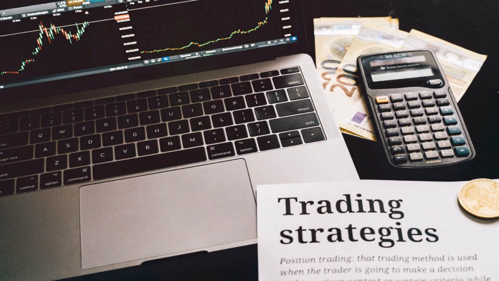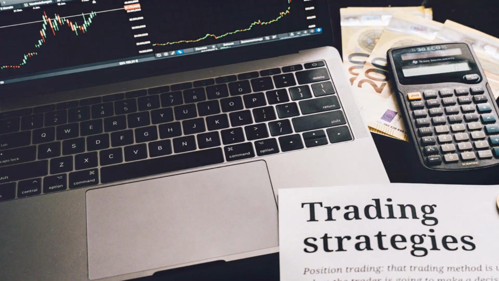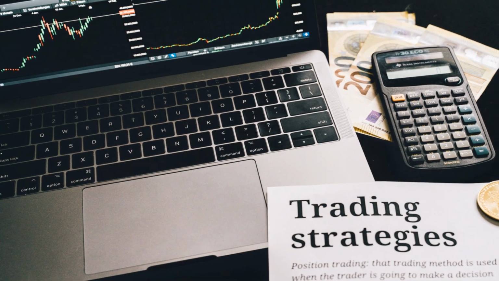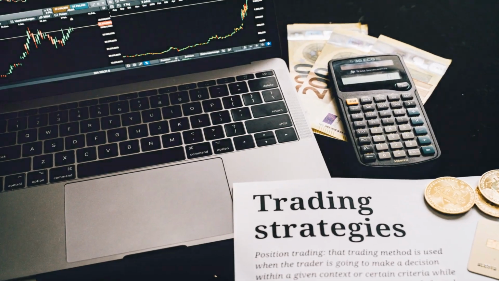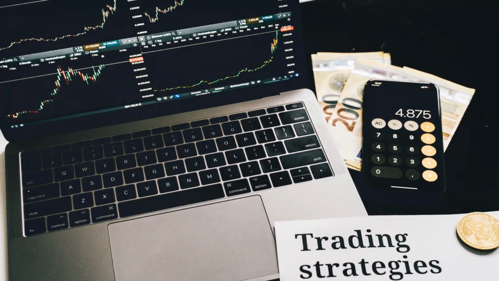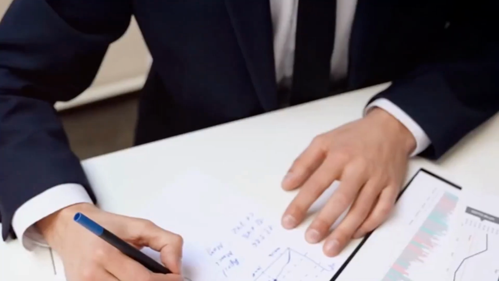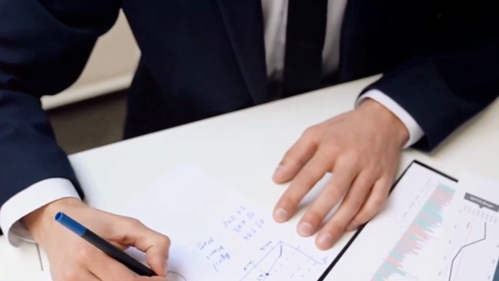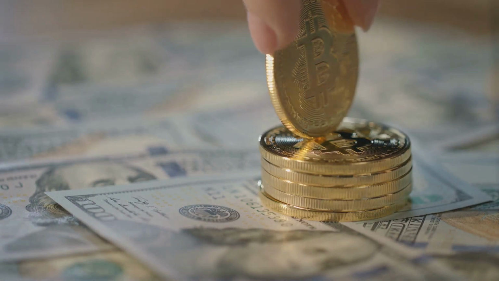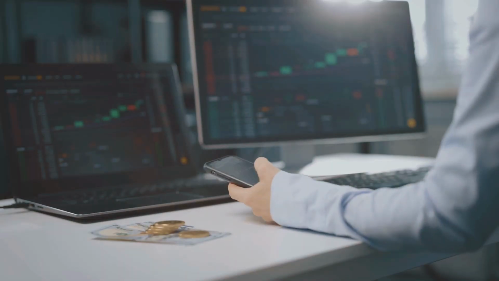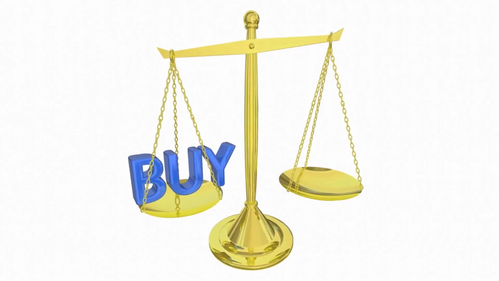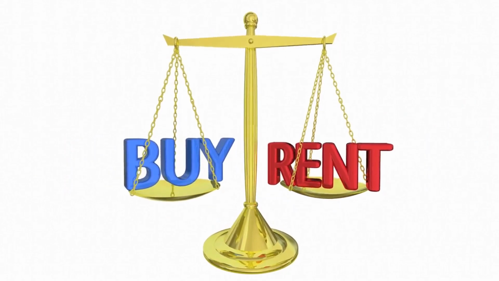Scaling in and out of trades is another fantastic risk management technique that can be particularly effective in scalping. This strategy involves entering and exiting a trade in multiple smaller increments instead of going all in at once. Think of it like this. Let's say you've identified a promising trade setup. Instead of buying 1,000 units of a currency pair at once, you could scale in by buying 200 units at your initial entry point. Then you buy another 200 units if the market moves in your favor, and so on.